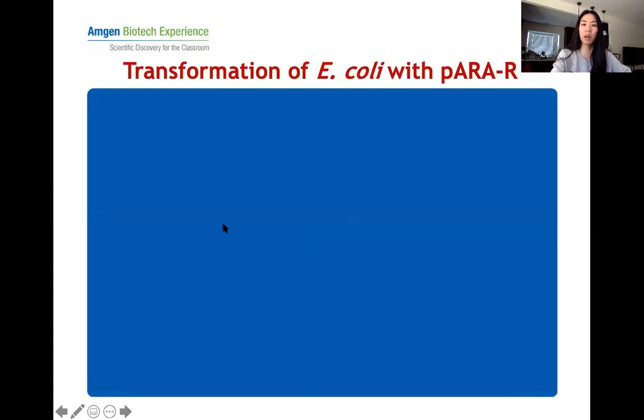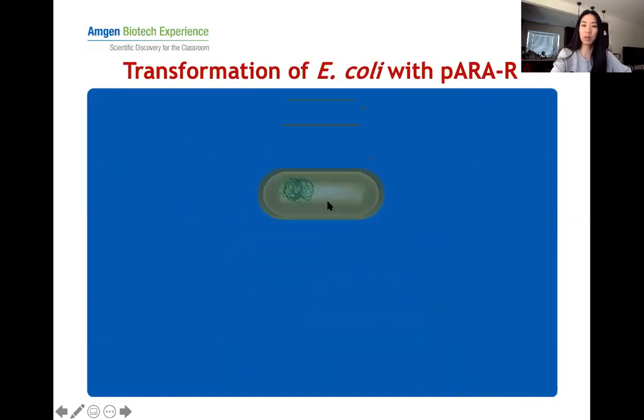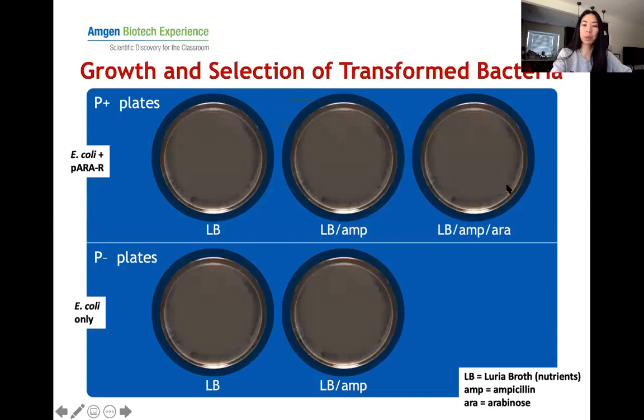So if you look at all of these cells, not all of them are going to take the plasmid, only one of them will actually get the plasmid. So these P plus plates, we're going to plate all the cells that got mixed with plasmid. The P minus plates, so plasmid minus, is just E. coli. So these E. coli cells do not get mixed with plasmid.